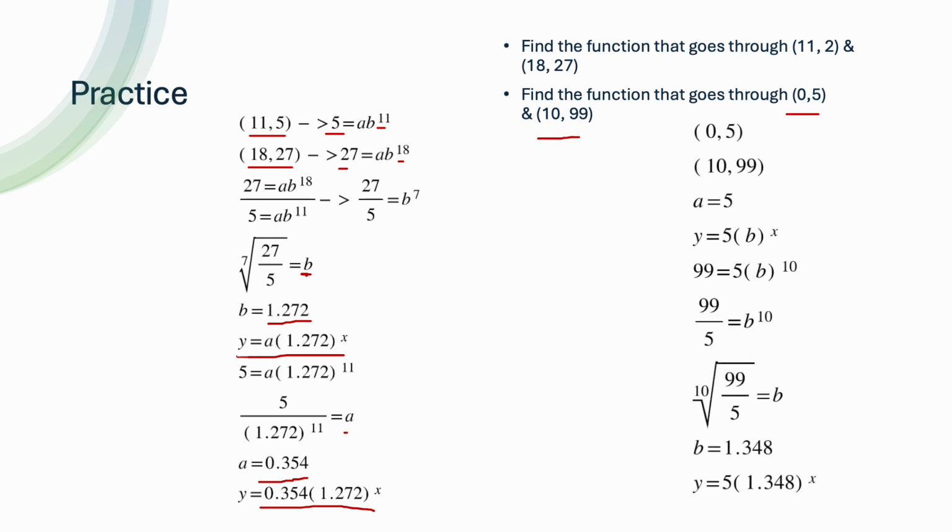Okay, so because we already have the y-intercept, we already know that a is going to be equal to 5 because it goes through 0, 5. So we can just plug that in right away. y equals 5 times b to the x. And now we can plug in the other point, 10, 99. We get 99 equals 5 times b to the 10th. And then we divide everything by 5 and take the 10th root to isolate b, and we end up getting 1.348. And so y is going to be equal to 5 because of the a times 1.348 to the x power. And here, all we're really doing is dividing by 5 and then taking the 10th root just to isolate b.